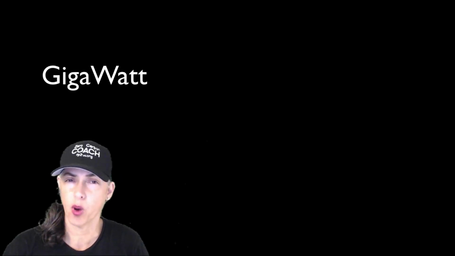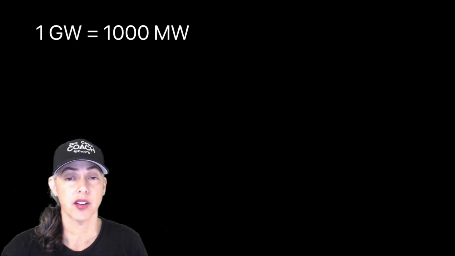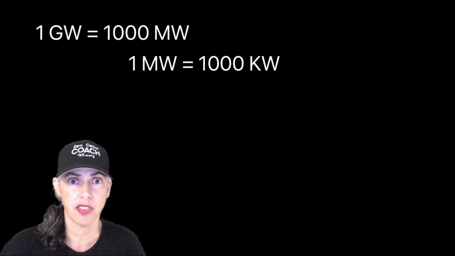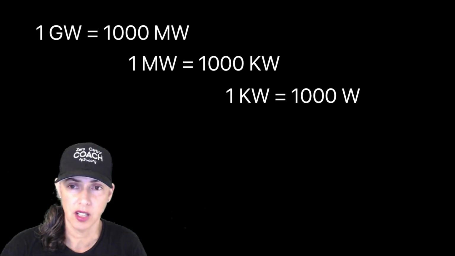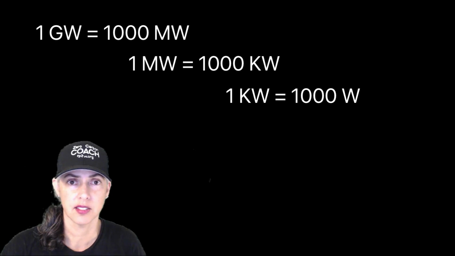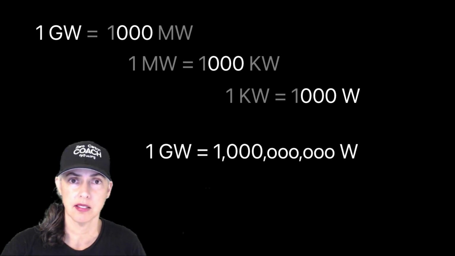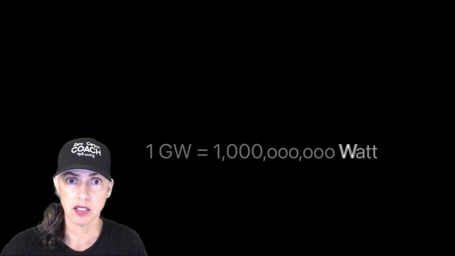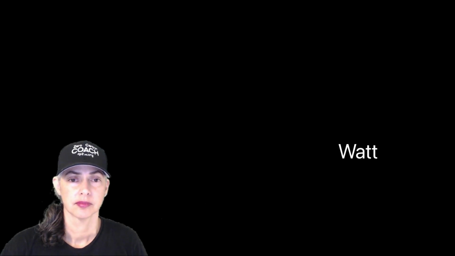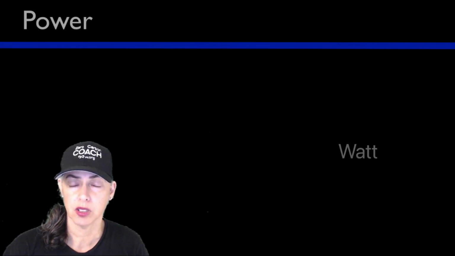First, what's a gigawatt? A gigawatt is 1,000 megawatts. A megawatt is 1,000 kilowatts. A kilowatt is 1,000 watts. So a gigawatt is 1 billion watts. What's a watt? A watt is a unit of power.